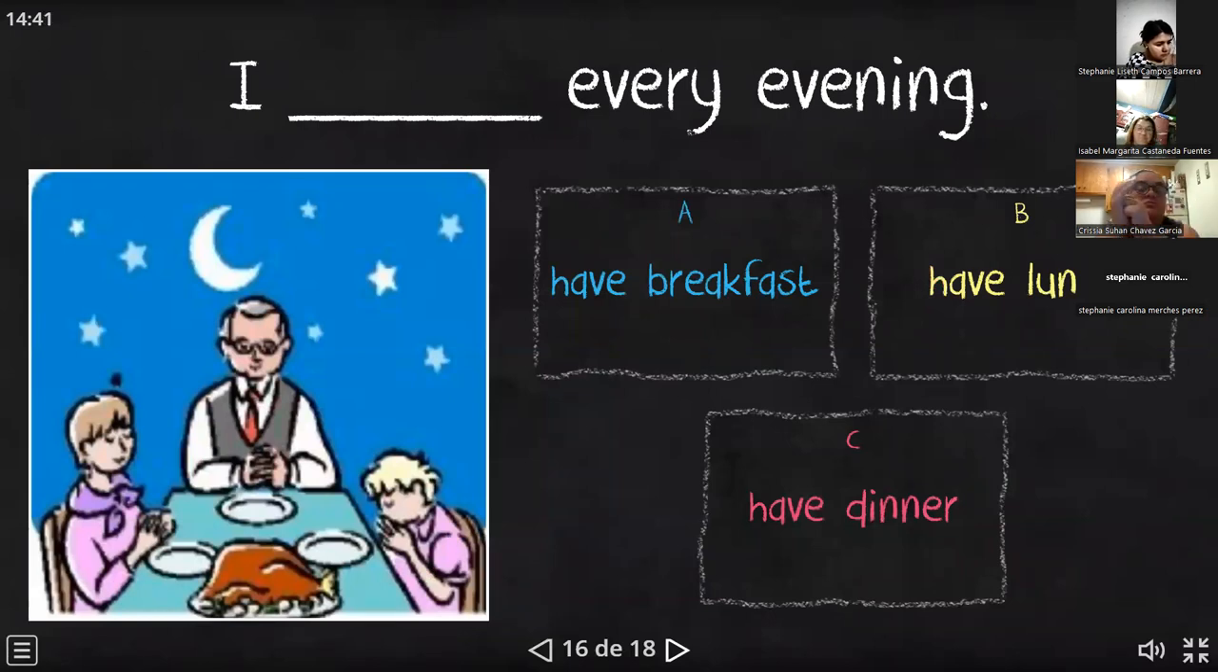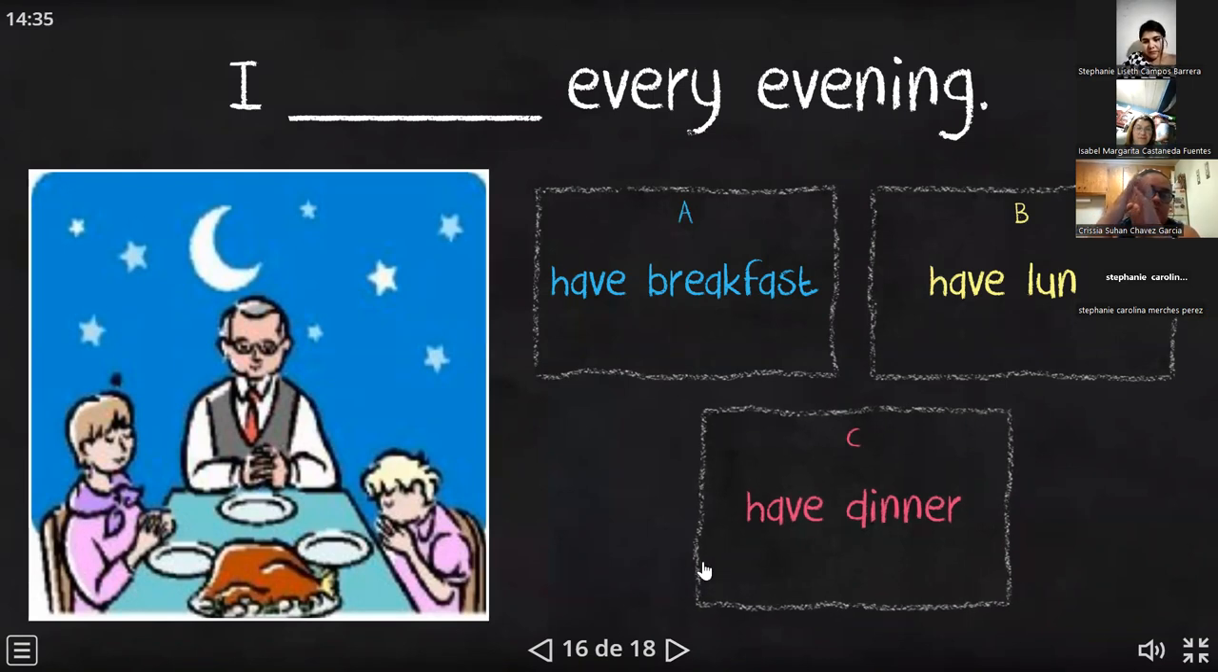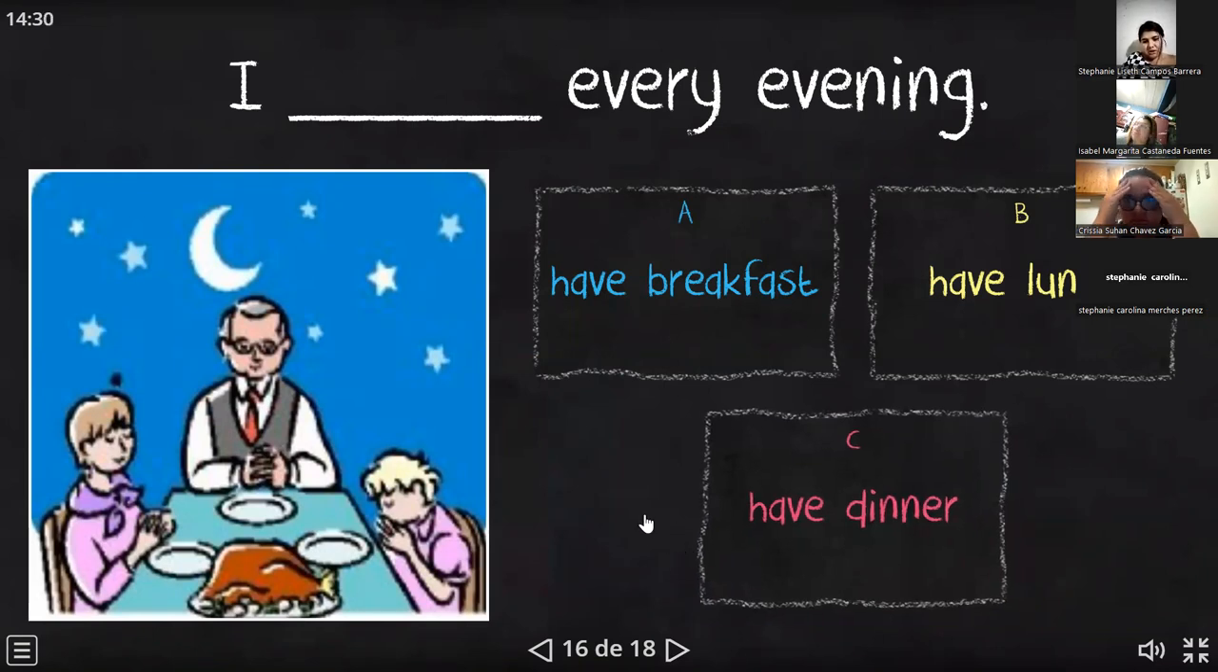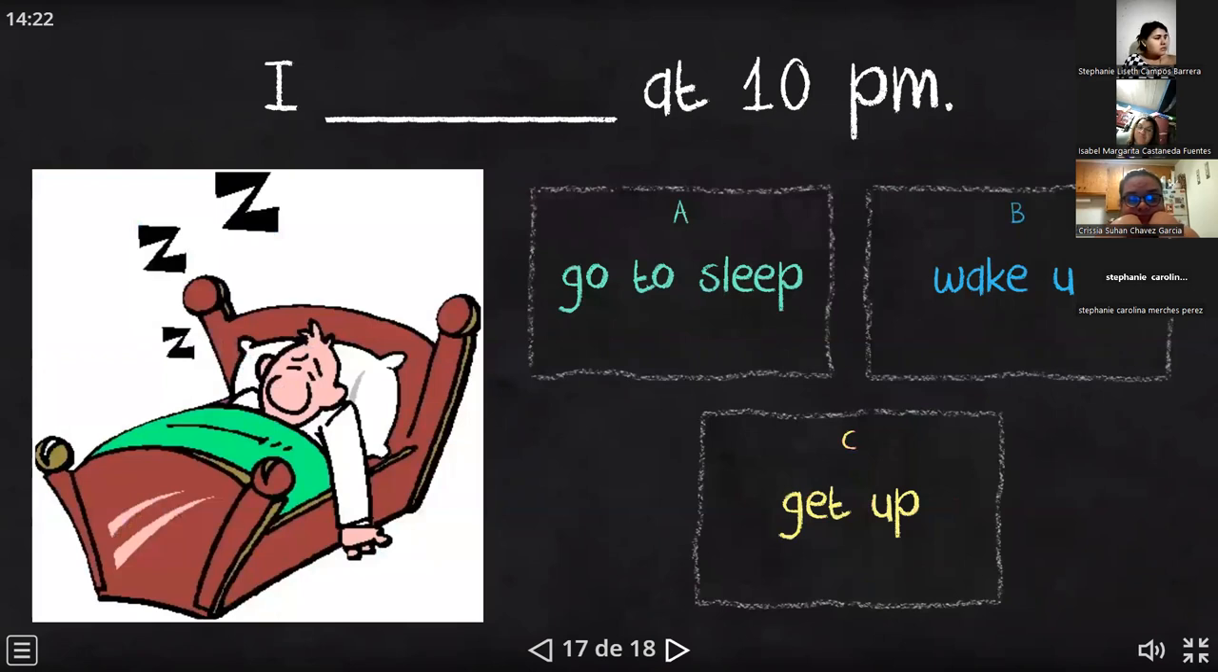Next. I have breakfast every evening. I have lunch every evening, or I have dinner every evening. I have dinner. Okay. I have dinner every evening. Okay. Evening. Good. Okay, I go to sleep at 10 p.m. I wake up at 10 p.m. or I get up at 10 p.m. Letter A. I go to sleep. Okay. Very good.